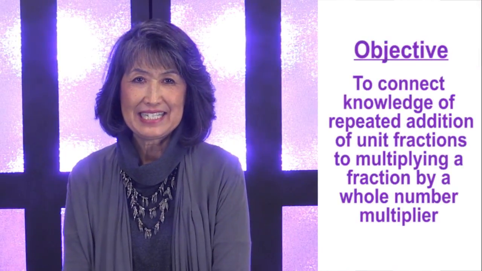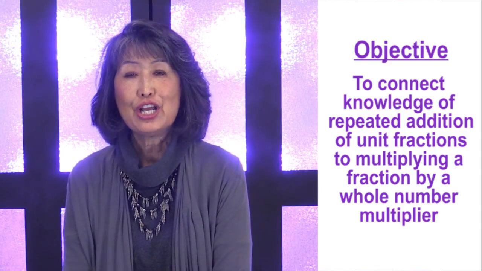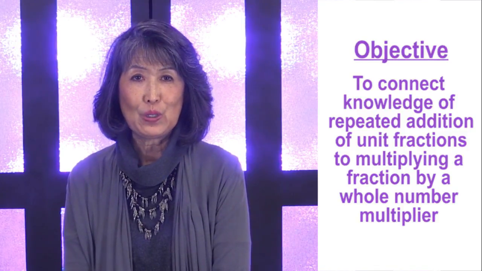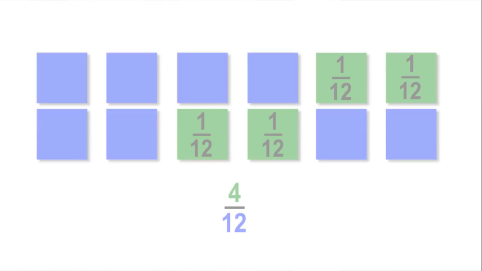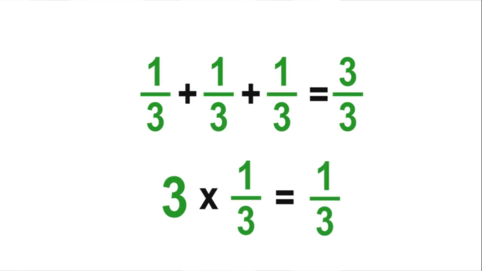The objective of this lesson is to connect knowledge of repeated addition of unit fractions to multiplying a fraction by a whole number multiplier. This lesson builds on a previous lesson where students learned that any fraction is composed of iterations of a unit fraction. In this lesson, students will understand repeated addition of a fraction as multiplying a fraction by a whole number.